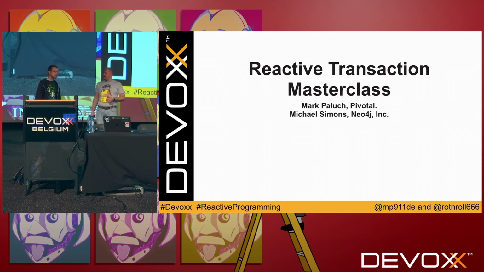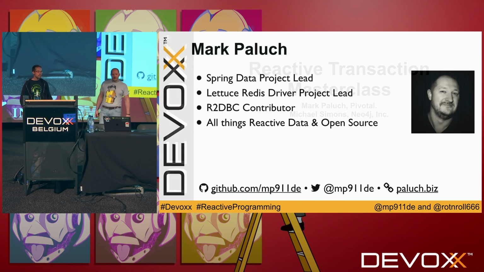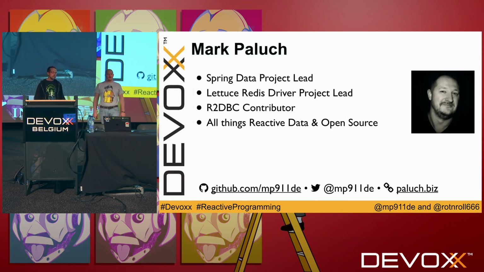And with me is my friend Michael. So who am I? My name is Mark Paluch. I'm Spring Data project lead. I'm maintainer of the Lettuce Redis driver. I'm also a contributor to the R2DBC project, which stands for Reactive Relational Database Connectivity. And as you might already see from that, all things open source, all things reactive for me. And you can find me on GitHub, on Twitter, on my website, Paluch.biz.